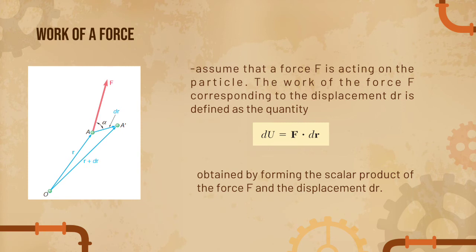Now, let us assume that a force F is acting on the particle. The work of the force corresponding to the displacement dr is defined as the quantity dU equals F dot dr, obtained by forming the scalar product of the force and the displacement dr, denoting by F and ds respectively the magnitudes of the force and the displacement, and by alpha the angle formed by F and dr.